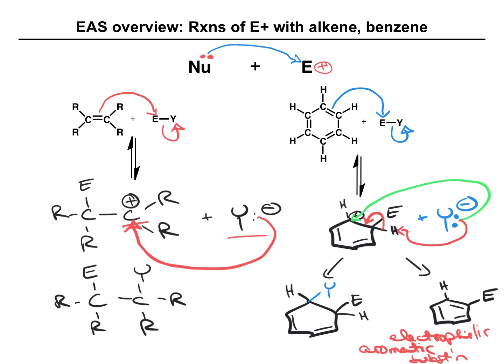So while alkenes can undergo electrophilic addition, which means that the alkene reacts with an electrophile and the net result is addition of the two portions across the double bond, benzene or other aromatic compounds can react with an electrophile with a temporary disruption of aromaticity, but then aromaticity is restored. The net result is a substitution.